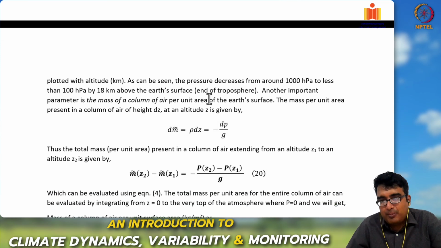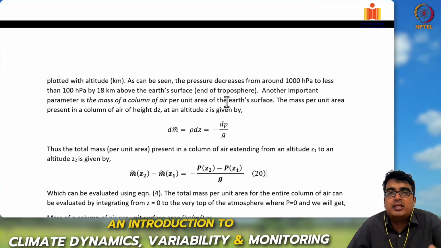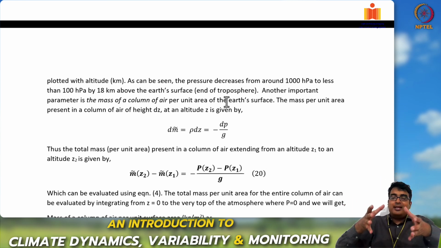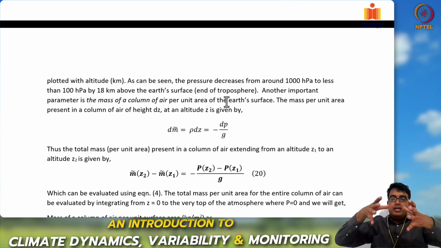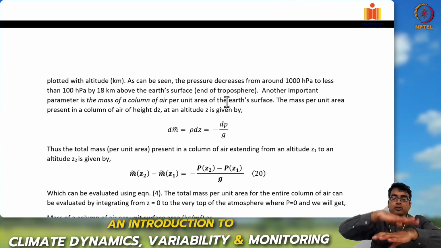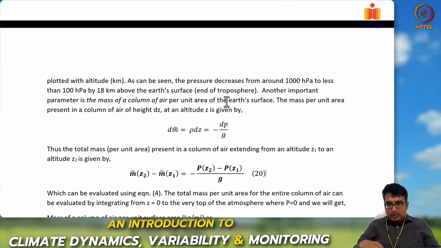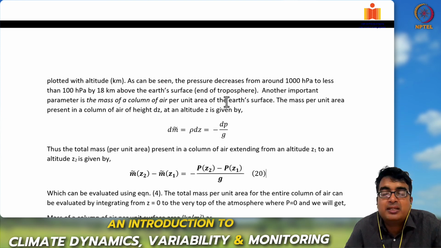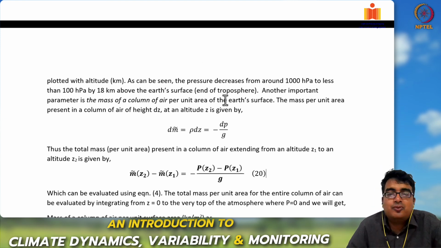Another important parameter in this context is the mass of a column of air per unit area of the Earth's surface. So you have the mass per unit area on which the mass is standing. You can think of the air as separated into multiple columns, each with a 1 meter square cross-sectional area on the surface of the Earth. So what is the mass per unit surface area of the Earth? That is what is given by this m hat profile.